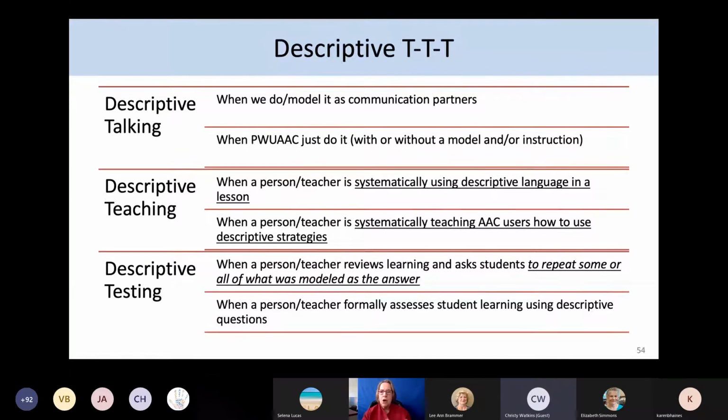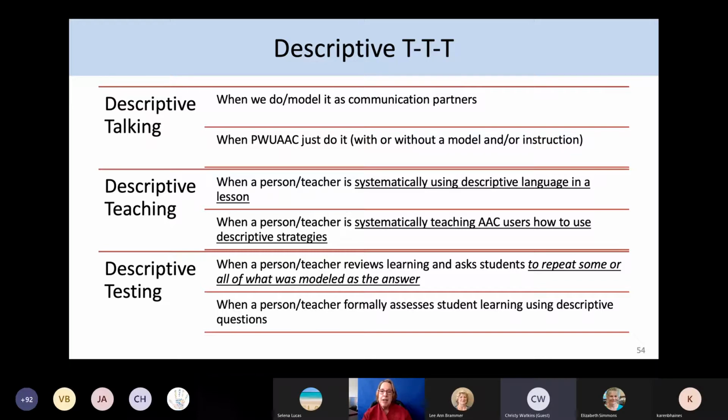Now, in descriptive talking, there's both a communication partner component to this, as well as an AAC user, or a person who uses AAC. That's what my acronym is there, the PWUAAC, a person who uses AAC.